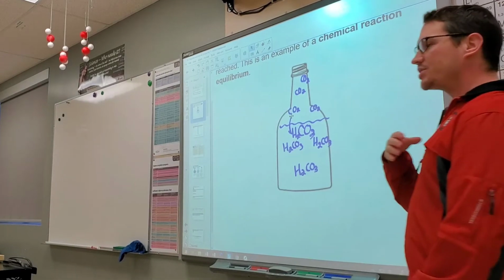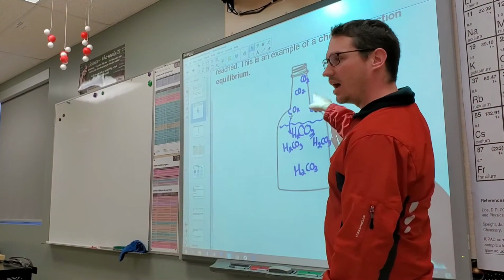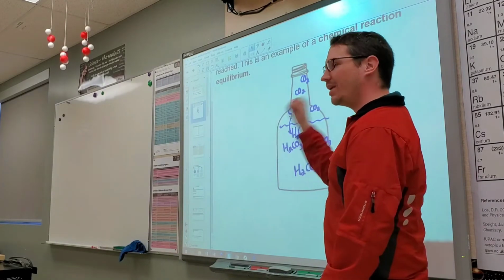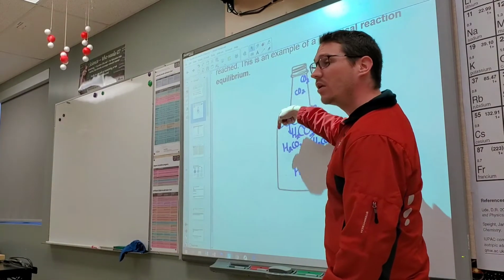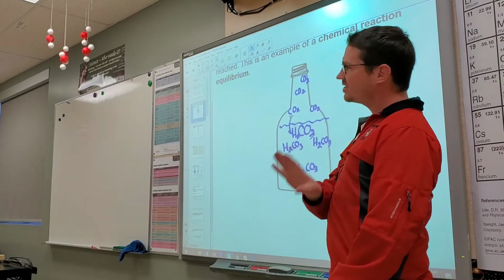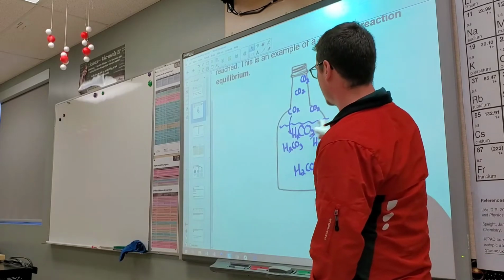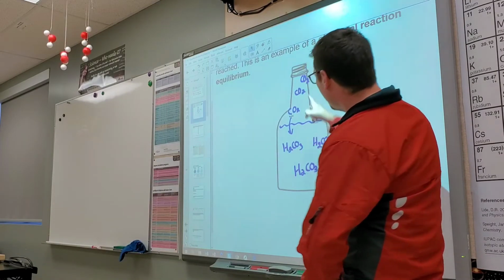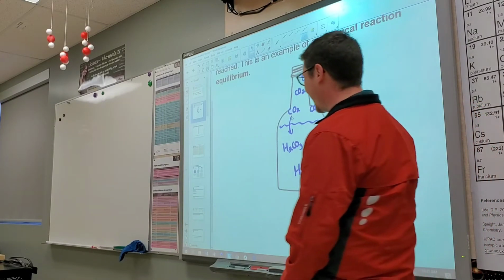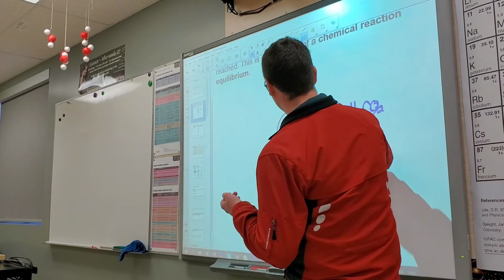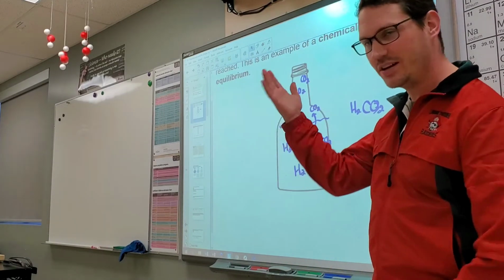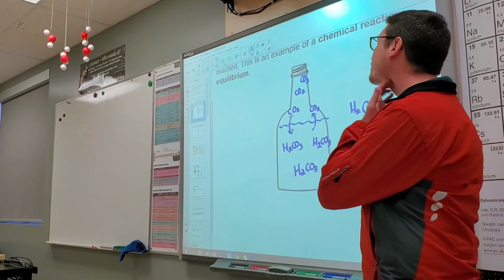So we know that these carbon dioxide molecules are constantly crashing into the sides, but they're also constantly dissolving into the water. Now that's not the only process that's happening here. The carbon dioxide can dissolve, but also, this is going to sound stupid, it can undissolve. That's not a scientific term. I'm just trying to make sure that we understand ourselves.